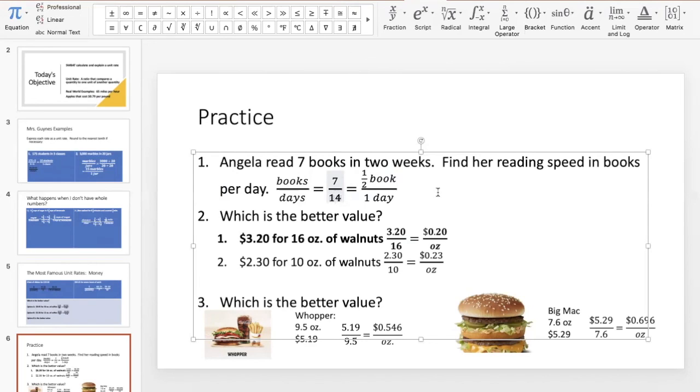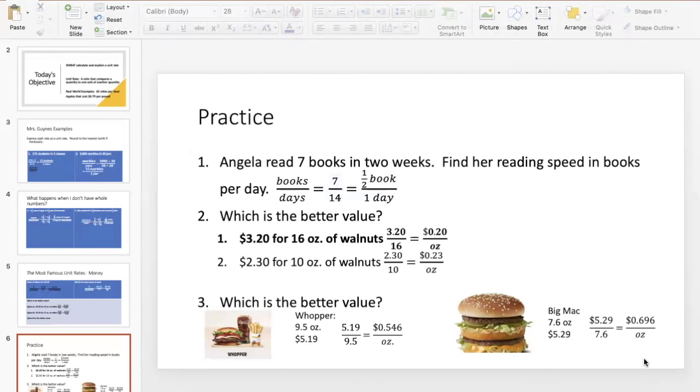Then the next one has a comparison of 2 different kinds of packages of walnuts. So we have $3.20 for 16 ounces of walnuts or $2.30 for 10 ounces of walnuts. So when I set up my unit rate, I have $3.20 over 16 and $2.30 over 10. And I divide those out, and option A, or 1, turns out to be the better value because you're only paying 20 cents for an ounce of walnuts.